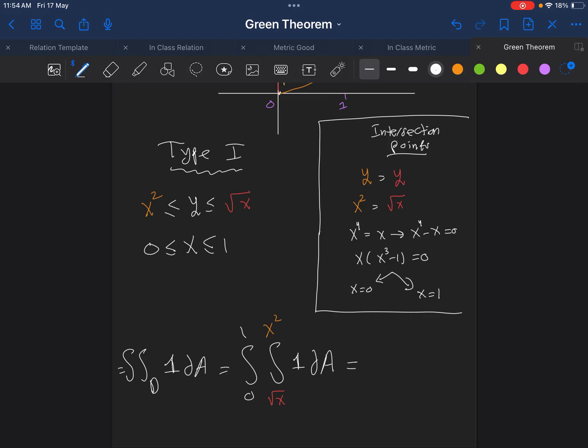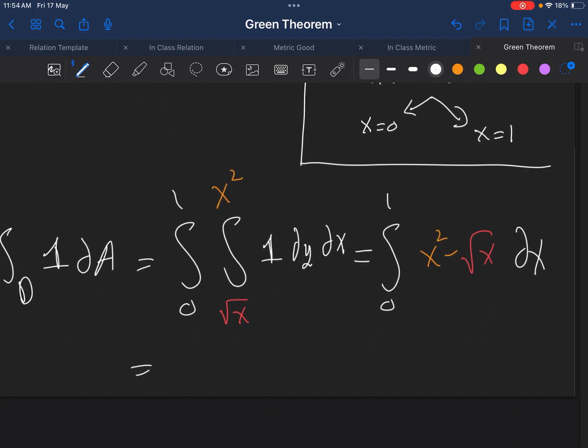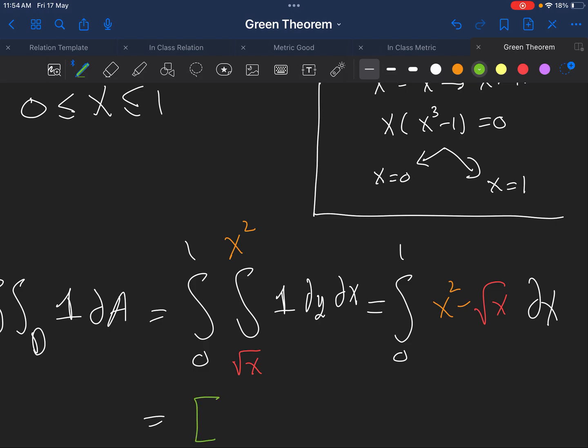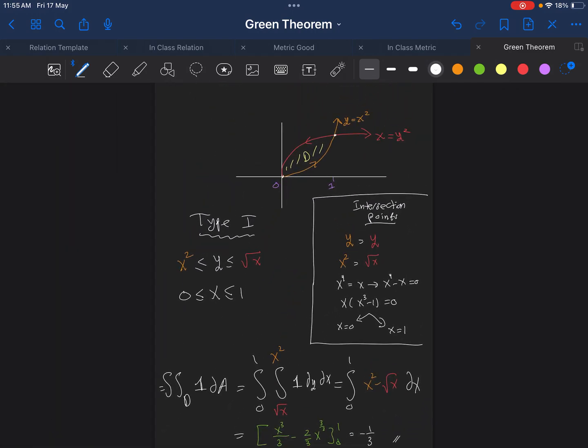Now this integral can be found from 0 to 1. If we do the inside integral, of course here I don't have dA, I should write it as dy dx. This will be just x squared minus square root of x, dx. And now this will give me x cubed over 3 minus x square root of x, which is x to the 1 over 2. If we add 1, we get x to the 3 over 2, times 2 over 3, from 0 to 1. And finally, this will be just negative 1 over 3.